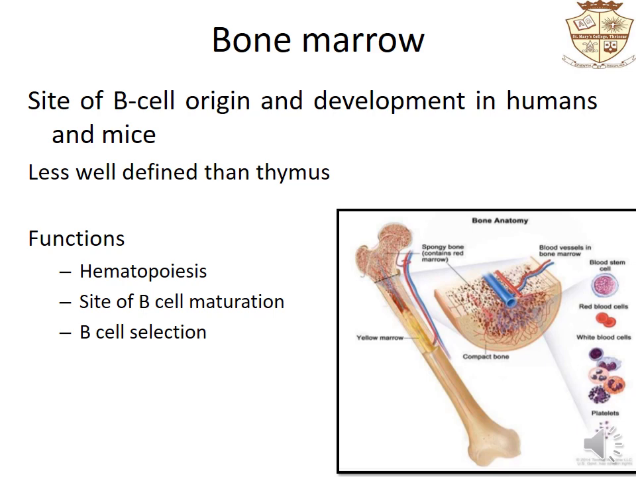Bone marrow is less defined and structured than thymus. The functions of bone marrow include hematopoiesis or the formation of blood cells. Bone marrow is the site of B cell maturation and also B cell selection. Bone marrow contains several stromal cells which secrete various cytokines which help in the maturation of B lymphocytes. During B cell selection, the B cells which have self-reactivity will be eliminated or will be induced to undergo death.